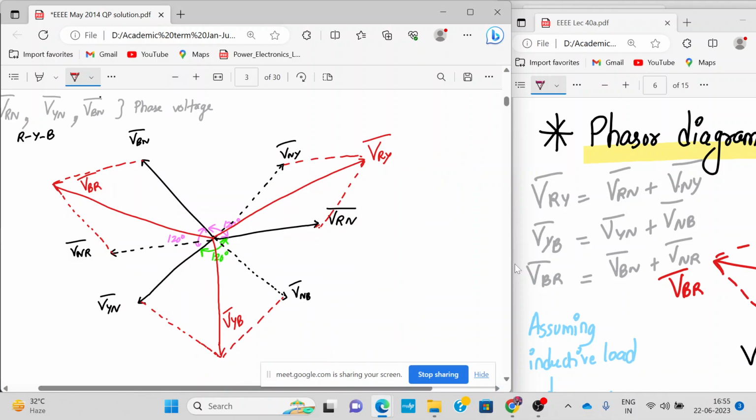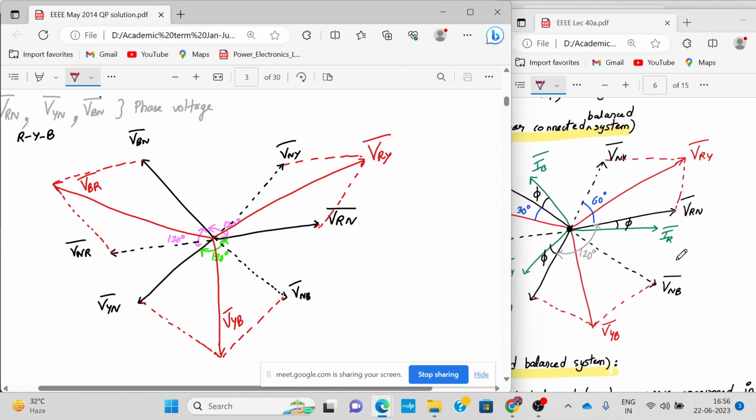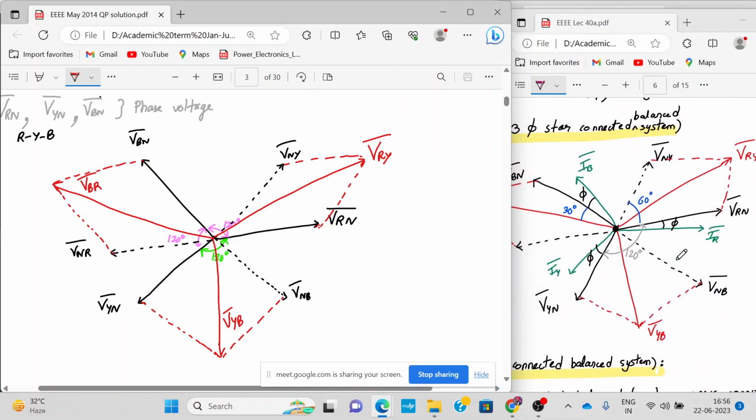If I minimize this, this looks like this. It's not yet over. Let me know when you have completed drawing this much. Done, sir. Okay, great.